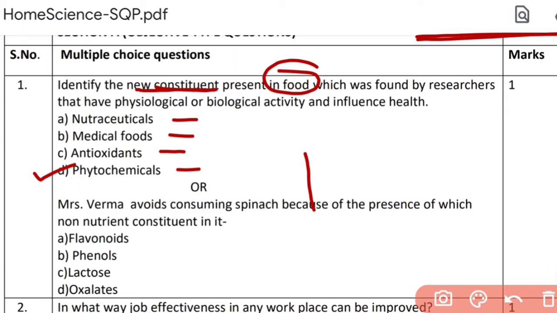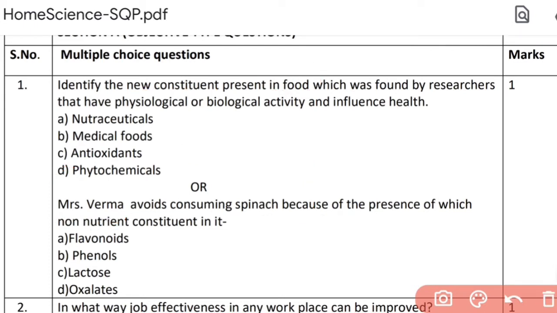If you want you can go back. This is in the second lesson, that is clinical nutrition. Nutraceuticals are the food items which carry such constituents or non-nutrient substances. Now second is: Mrs. Verma avoids consuming spinach because of the presence of which non-nutrient constituent in it. Please remember, it is non-nutrient. Non-nutrient means something which is not a nutrient. For example, flavonoids, phenols, lactose and oxalates.